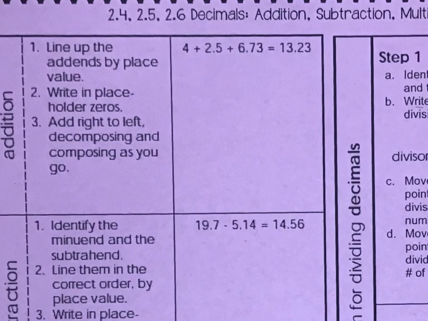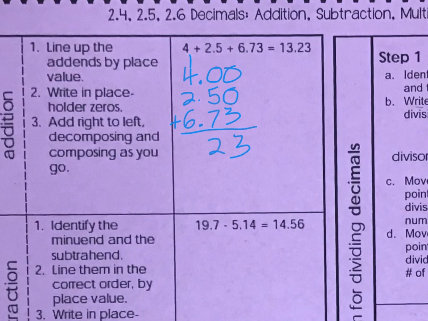So let's do that. Let's go, okay, 4, and if we enter a decimal for that, it would be 4.0. Then we have 2.5. Then we have 6 and 73 hundredths. And now we can see that we need to put some zeros right here because they're missing some spots. Now we just add like usual. So we get 3. 5 plus 7 is 12. And then 6, 7, 8, 9, 10, 11, 12, 13. 13. There's our decimal. So pretty basic.